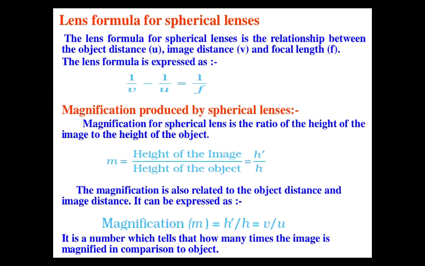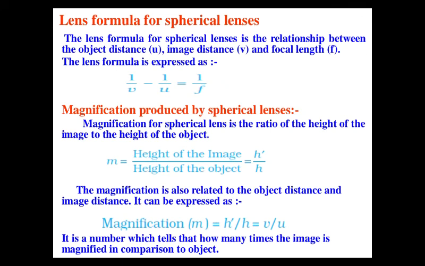In the mirror formula, we were taking a positive sign between u and v, and in the case of the lens formula, we are taking a minus sign. This is the difference between the lens formula and the mirror formula, so don't get confused.